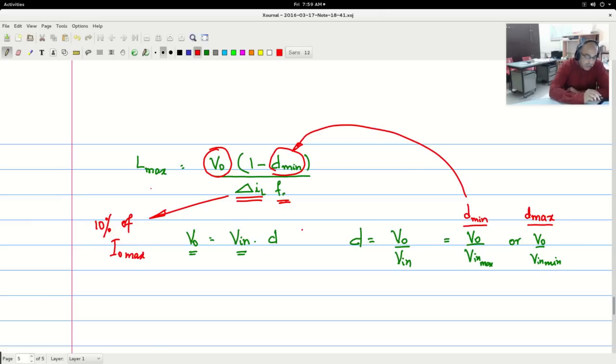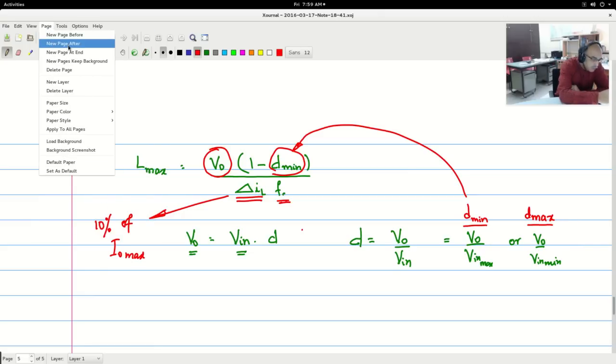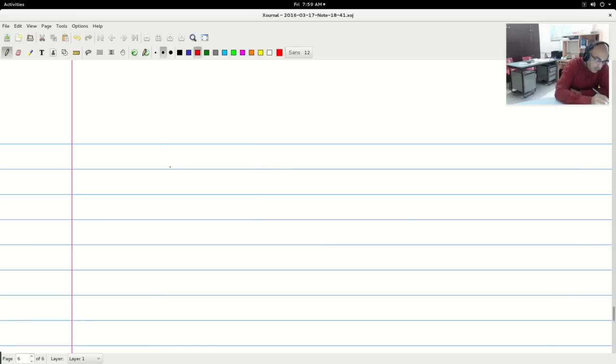There is also another way. Sometimes the following spec is also given. Sometimes you will see that, let me write down this equation. L is equal to V naught times 1 minus D, divided by delta IL into Fs.